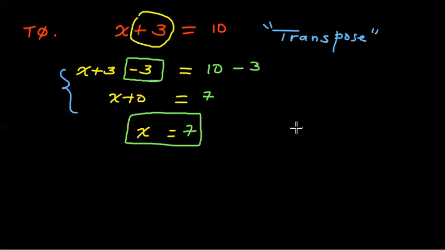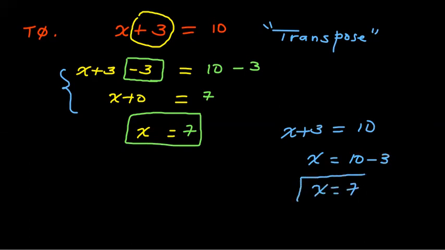But I could have worked this problem like this. I could have said x plus 3 is equal to 10. I'm going to transpose the 3. If I transpose the 3, if it was positive on this side, it will become negative on this side. So x then becomes 10 minus 3. Hence, x is equal to 7. This is in effect what we did here, but this is the concept behind why it became minus 3.